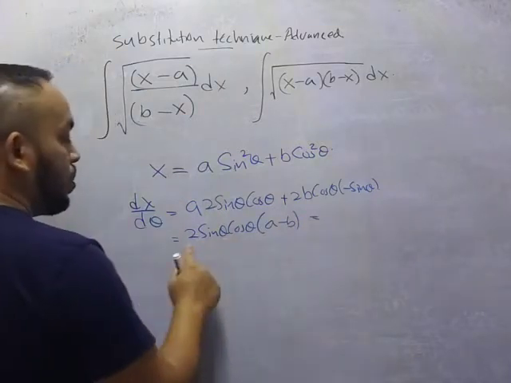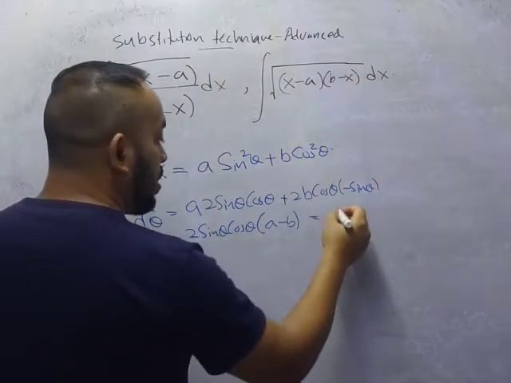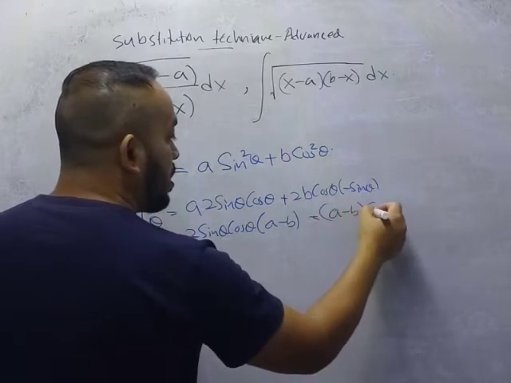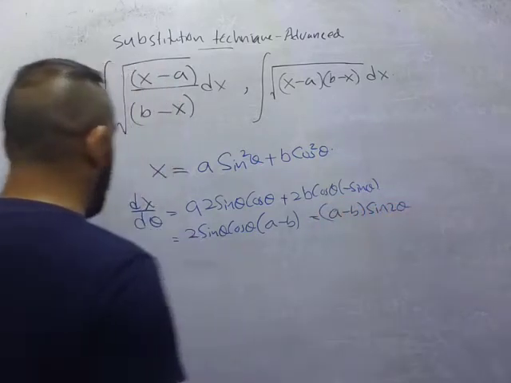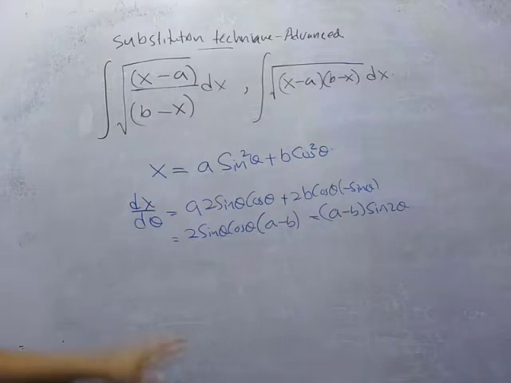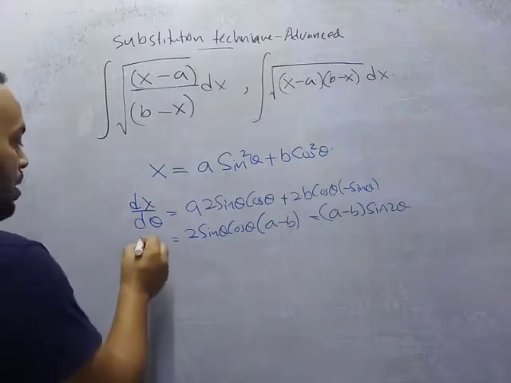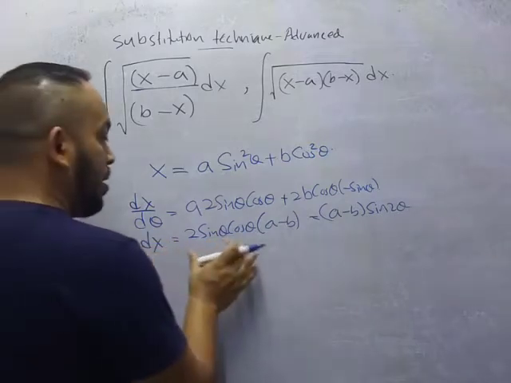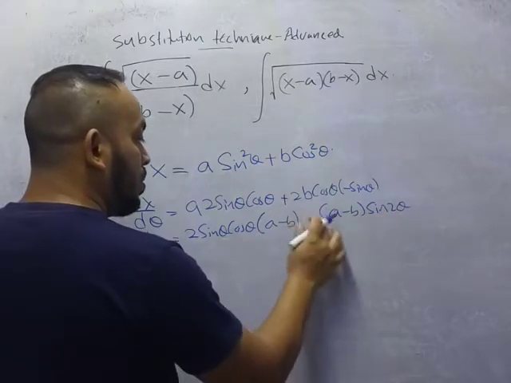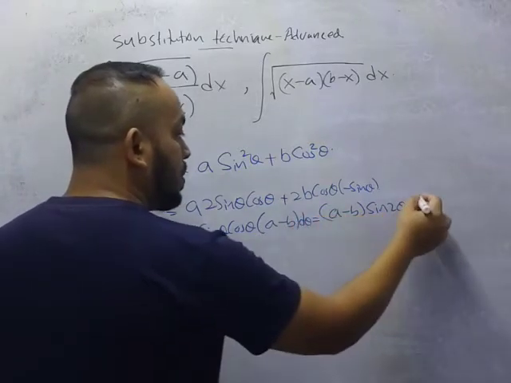So what is this? 2 sine theta cos theta means sine 2 theta. So a minus b sine 2 theta. Okay, so dx by d theta is a minus b sine 2 theta. So if it is dx, then this is equal to, we have the d theta term as well, d theta.